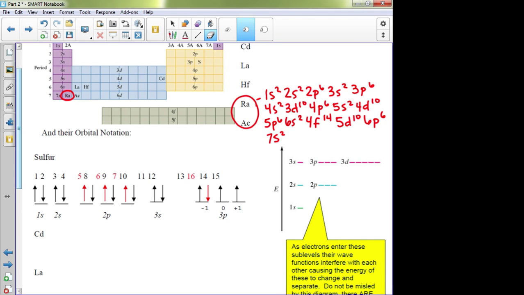Now, do we like writing it out like that? No. Let's do it using the noble gas configuration. What's the noble gas that occurs before Ra? Rn, right. So I would put Rn in brackets and then 7s2. So much shorter, and so much easier. Do we see that?